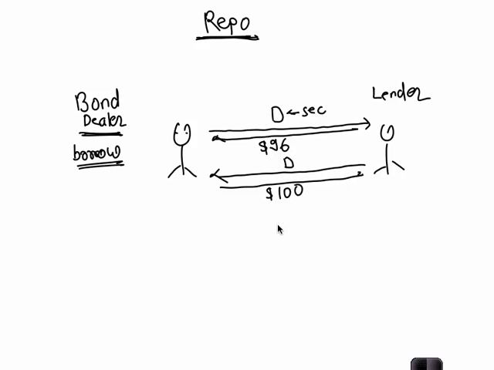So technically what is really happening here is that you are taking 96 today. After 1 month you are paying 100 to buy back the same security. So you are actually paying an interest of 4 on 96. So this is nothing but a loan, but it is structured in the form of a repurchase agreement. That's why it's called repo, repurchase agreement.